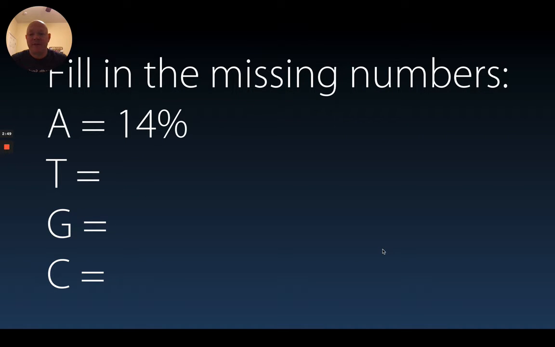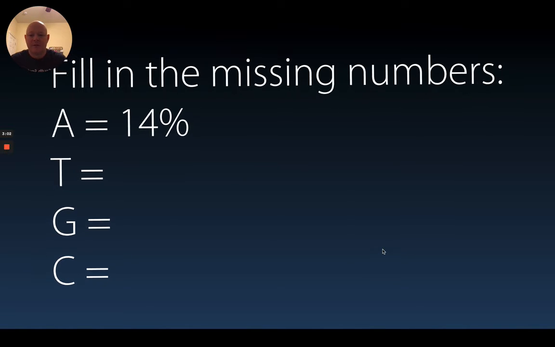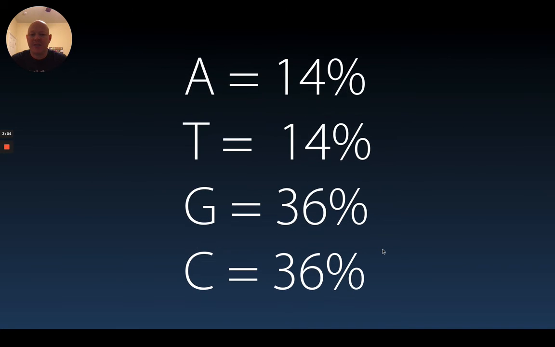Fill in the missing numbers. If A is 14, then that means T is 14. If you subtract 14 from 50, then you will find G and C to be 36.